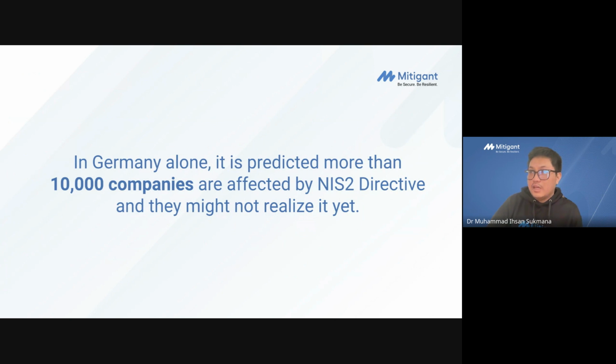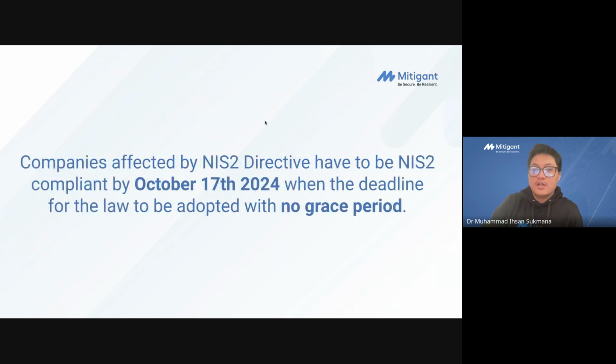However, from my experience talking to many companies over the past year or so, a lot of companies that are supposed to be within this NIS2 directive do not yet realize that they should have been affected by it. And that's really worrying, in my opinion, because companies affected by the NIS2 directive, as in the graph before, have to be compliant with it by October 17.